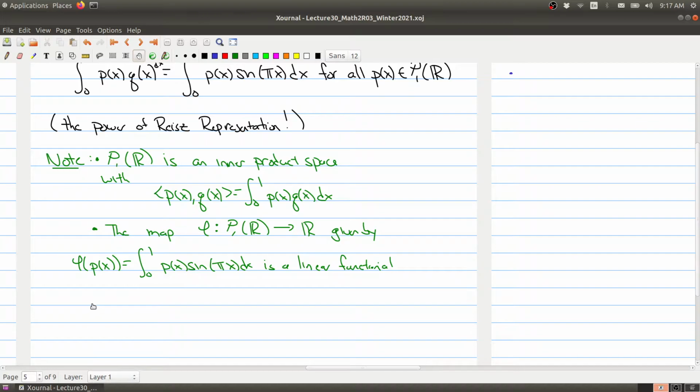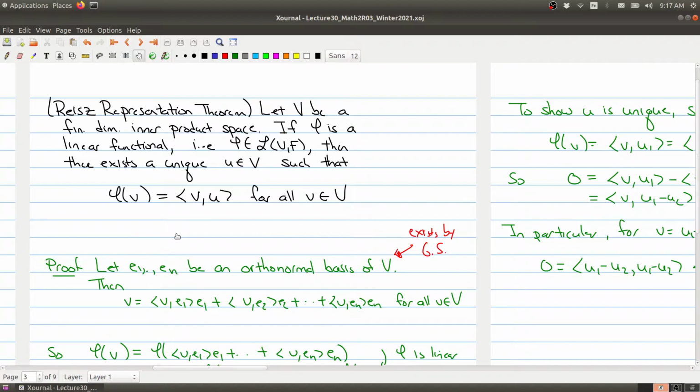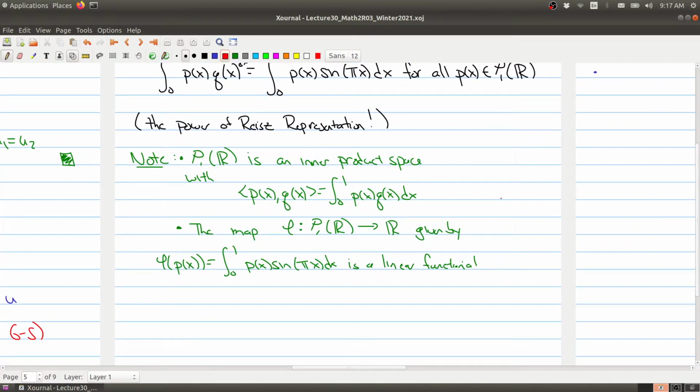So we go back to the hypotheses of the Riesz representation theorem. We have a vector space that's a finite dimensional inner product space, and we have a linear functional. Okay, so these two things here imply that the hypotheses of the Riesz representation theorem are met. Okay, so that part is good.